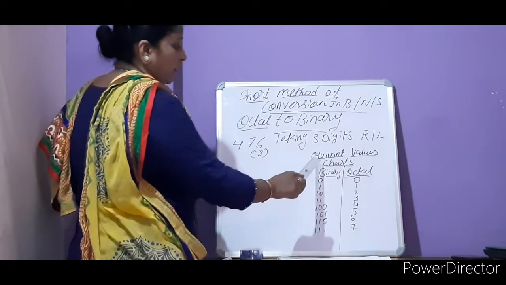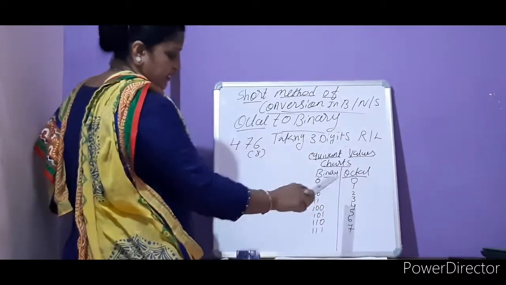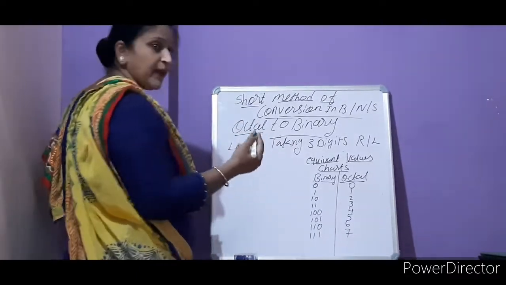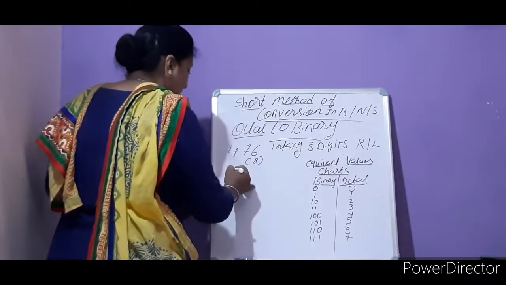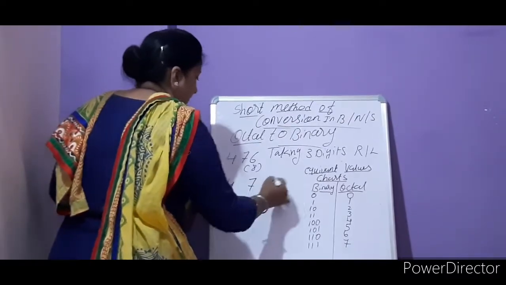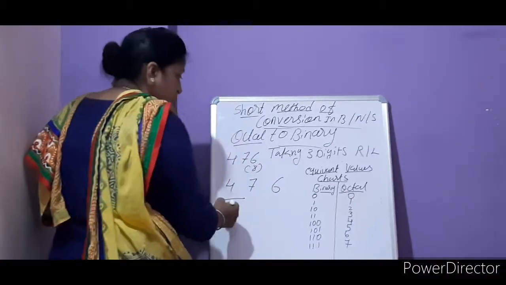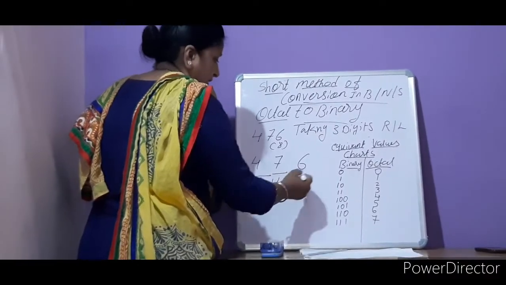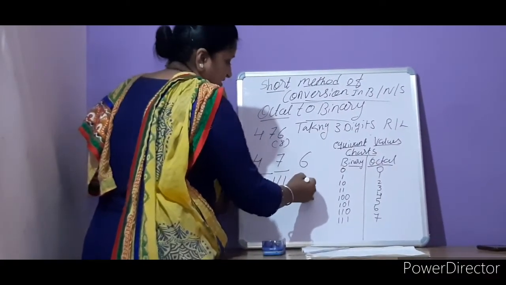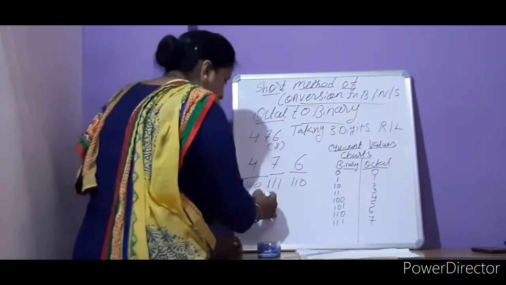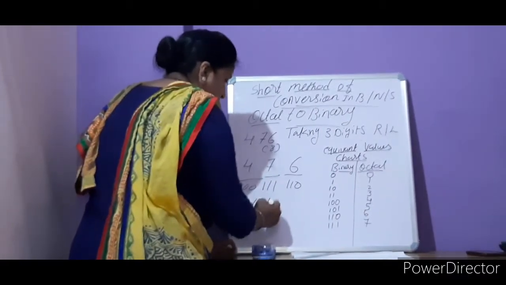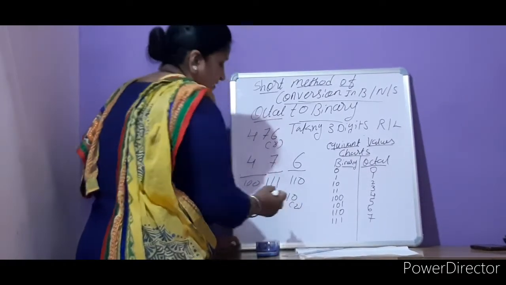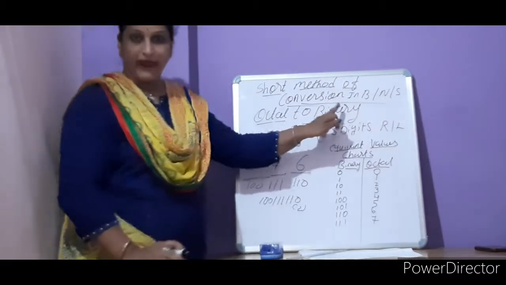Here I kept the equivalent chart. You can see the chart here. Now I am keeping the octal number first; just now we kept the binary number first. So we will keep here 4, 7 and 6. Now 4 stands for 100, 7 stands for 1 1 1, and 6 stands for 1 1 0. Then the answer comes 1 0 0 1 1 1 1 1 0, and we keep 2 in brackets. This means we have converted octal to binary.